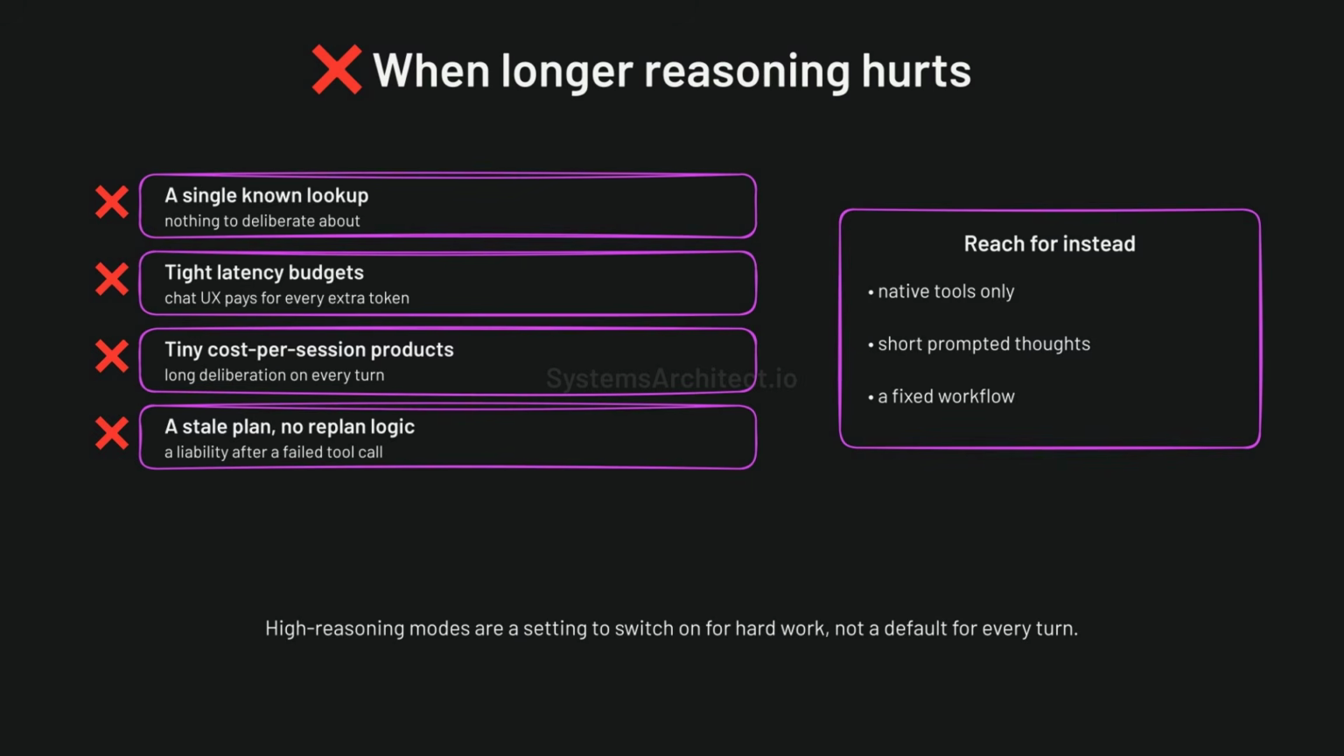Skip extended deliberation when the task is a single known lookup or latency budgets are tight. Chat UX and tiny cost per session products rarely want long internal deliberation tokens on every turn. A stale plan without replan logic becomes a liability after a failed tool call. Reach for native tools only, short prompted thoughts, or a fixed workflow instead of always enabling high reasoning modes.